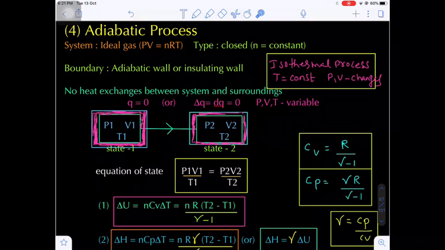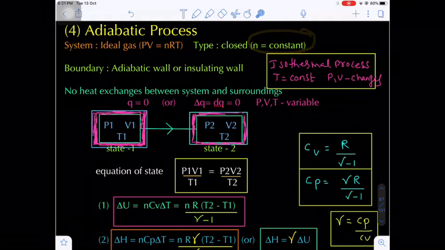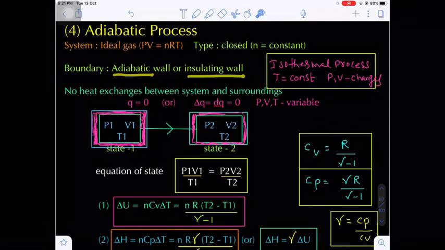Now we are considering the system is an ideal gas, so we have a right to use the PV equals nRT equation, and the system is closed. When the system is closed, the number of moles is constant. And one more important thing, the boundary is an adiabatic wall or an insulating wall. That means no heat exchanges between system and surrounding.